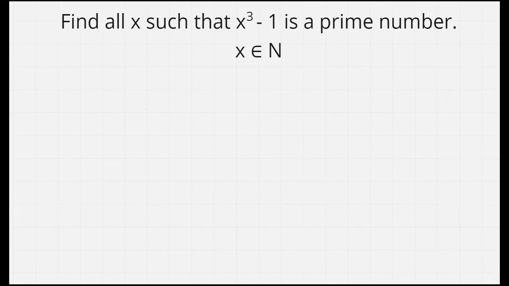The question that we are going to discuss today is, find all x such that x cube minus 1 is a prime number. So what is a prime number? Which has only two factors, 1 and itself. This is other than 1. Also, we have been given the condition that x belongs to natural number. Therefore, x is greater than or equal to 1.